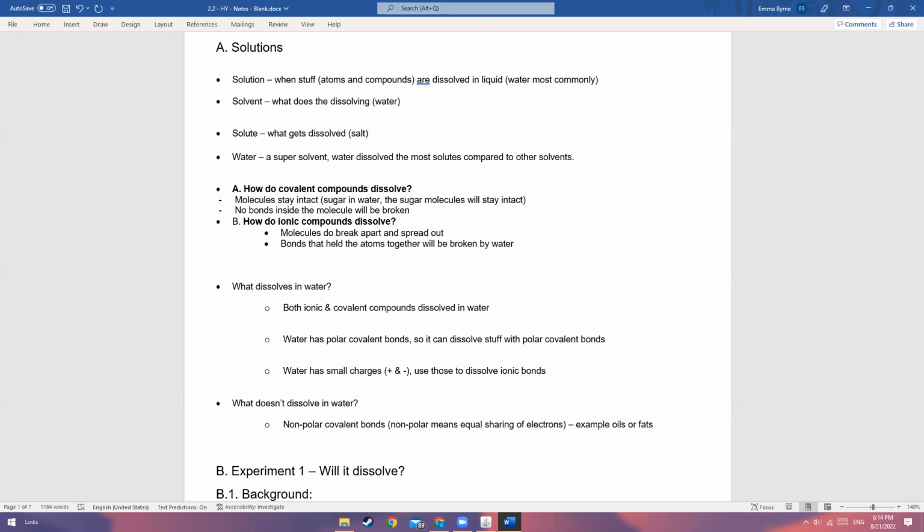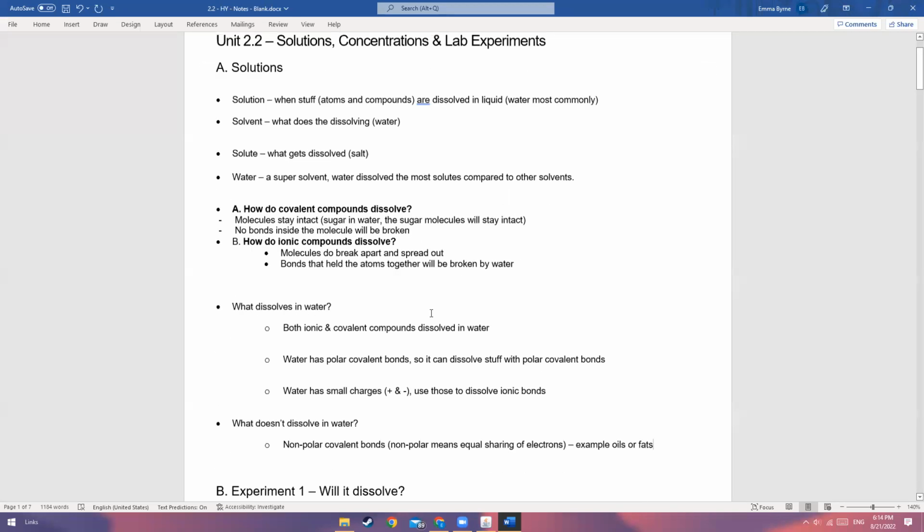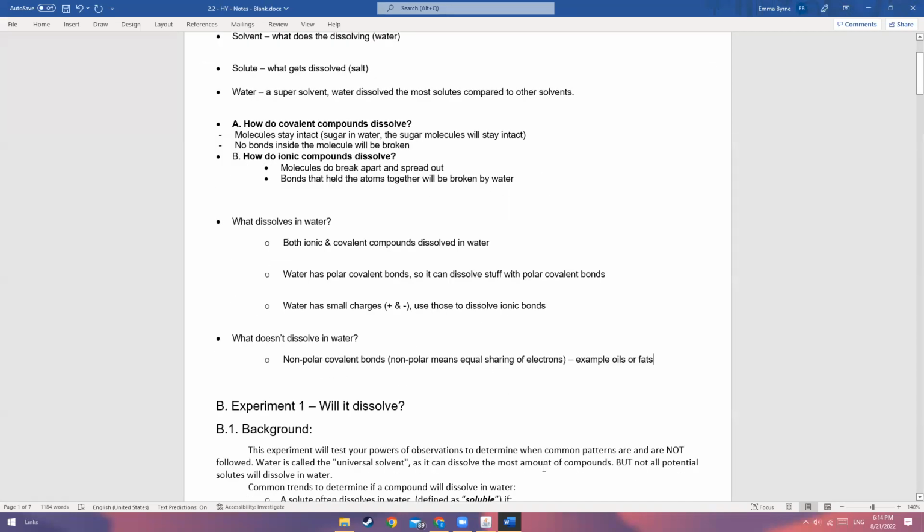That's why you need to use soap. Soap, which contains fat, also has that nonpolar covalent bond component to it. And so that's why the nonpolar is able to dissolve the nonpolar. Like dissolves like. That's a common rule in chemistry. Okay, so now that we've kicked off unit 2.2, that will be the end of this video.